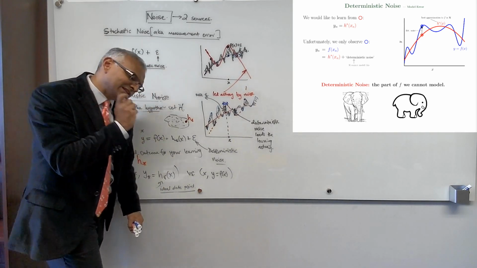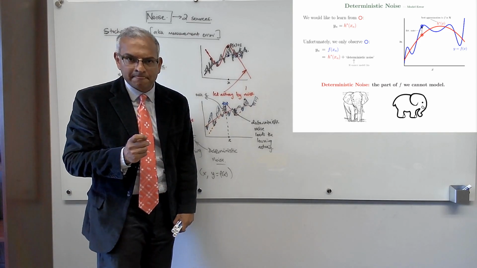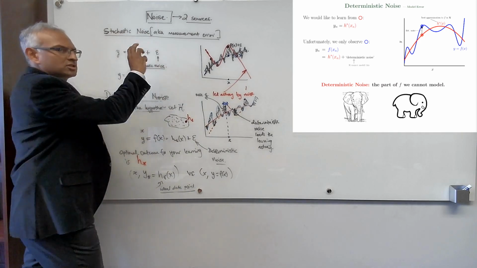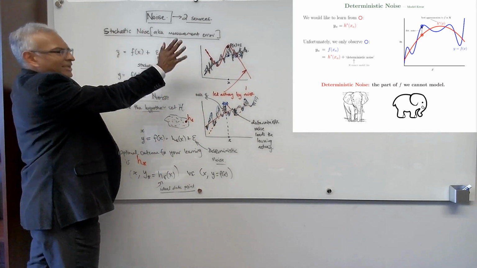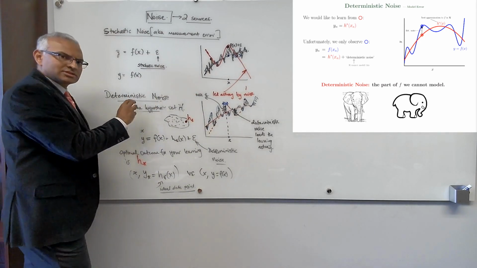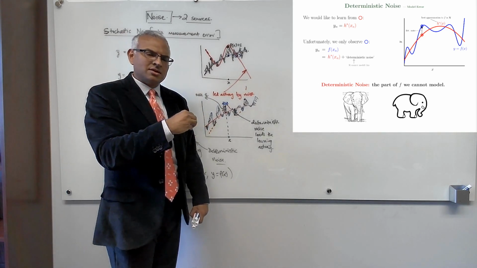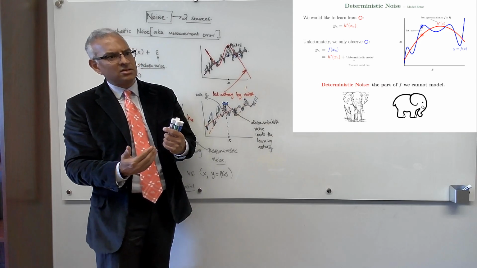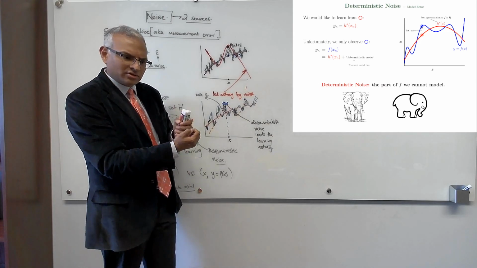So, noise is what leads learning astray. It comes in 2 forms: stochastic noise, measurement error, and you can't do anything about measurement error. Deterministic noise is the part of the target function you cannot model. You can try to do something about deterministic noise, but you must be careful. There's a trade-off. There's an arms race.